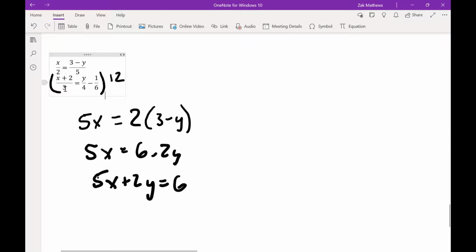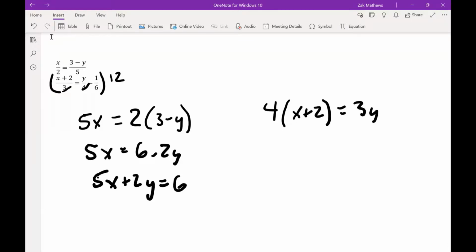Multiply to the first term. Well, the 3 goes into 12 4 times, so I'm going to have a 4 times x plus 2. Multiply to the next term, y over 4. Well, 4 goes into 12 3 times, so I have a 3y left over. And then finally, the negative 1 over 6. Well, 6 goes into 12 2 times, and so I have a negative 1 times 2, or just negative 2 left there. Still have a little bit more work to do. I need to distribute that 4. And next, I'm going to move the x's and y's to the same side.